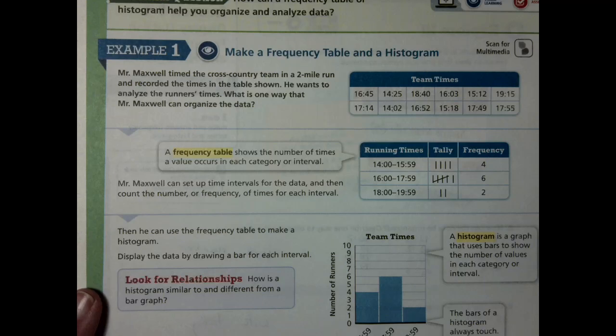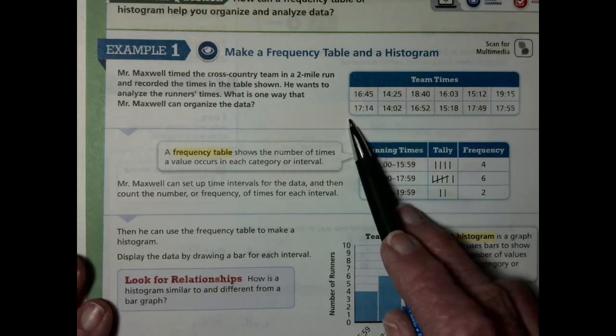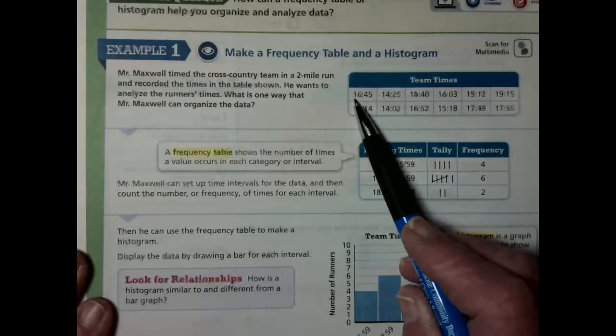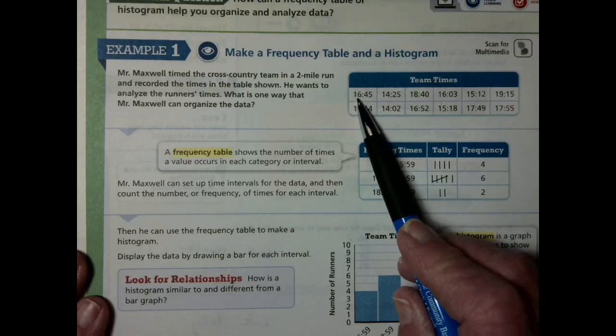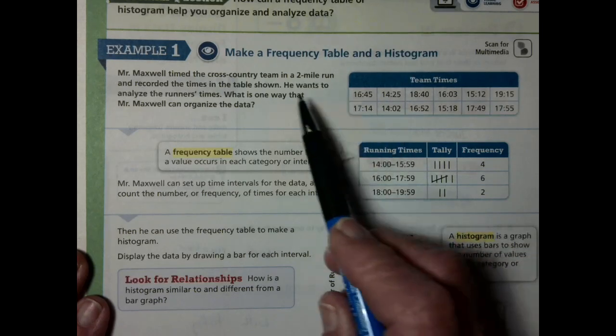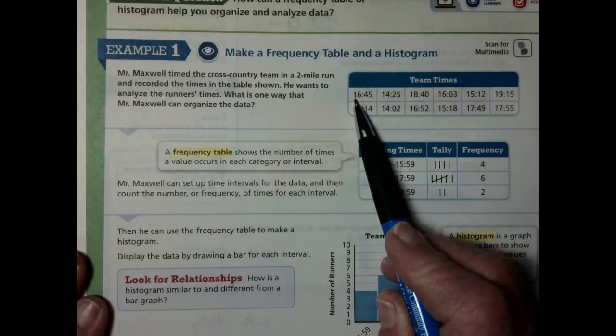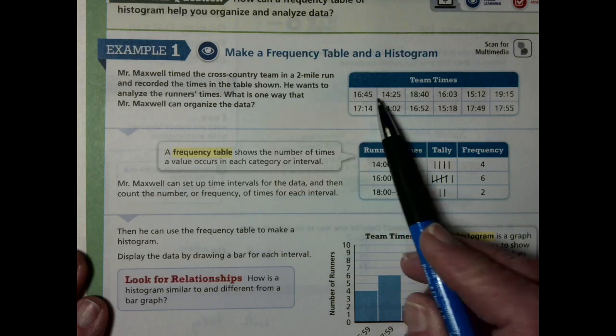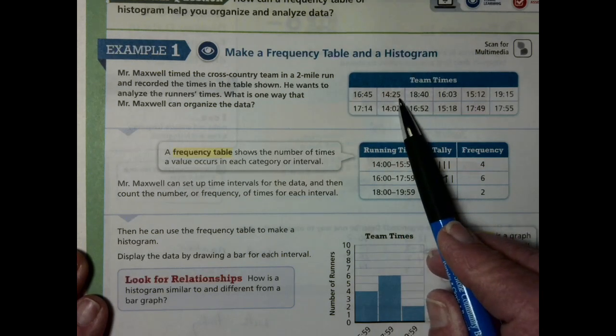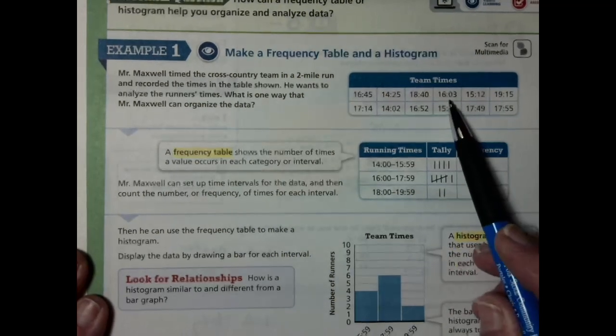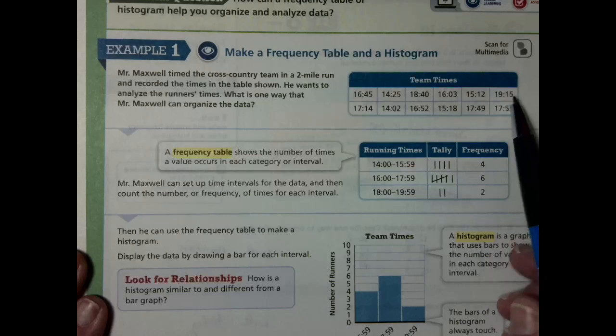Well, let's see. Let's look at this table here a minute. We've got a 16. That's probably 16 minutes because it's a 2-mile. So this is 16 minutes and 45 seconds. Here's a 14-minute, 25 seconds. It's 18 minutes, 16, 15, 19.